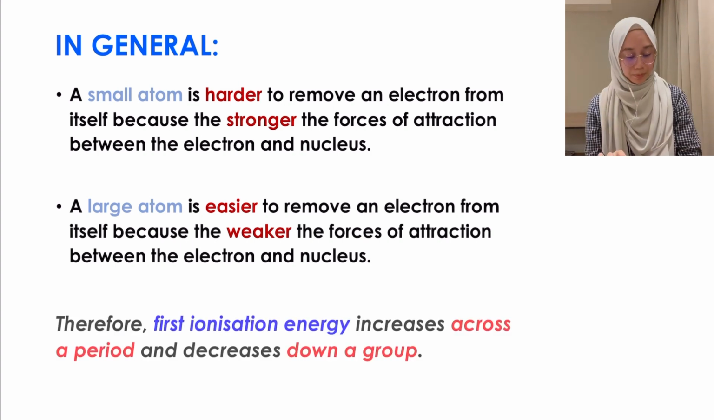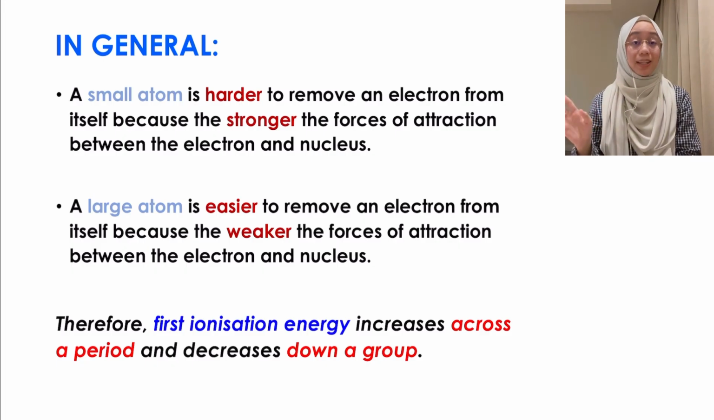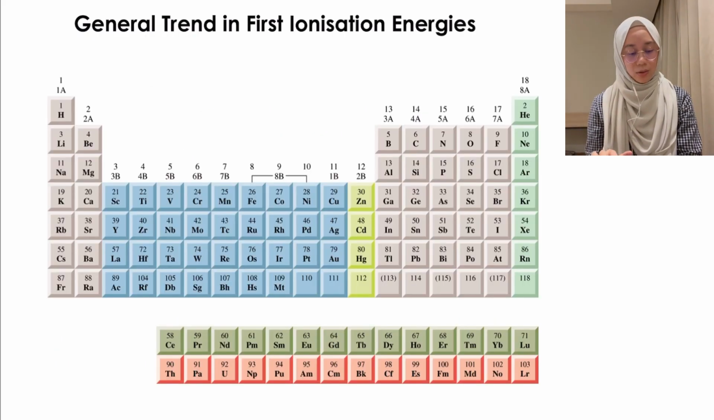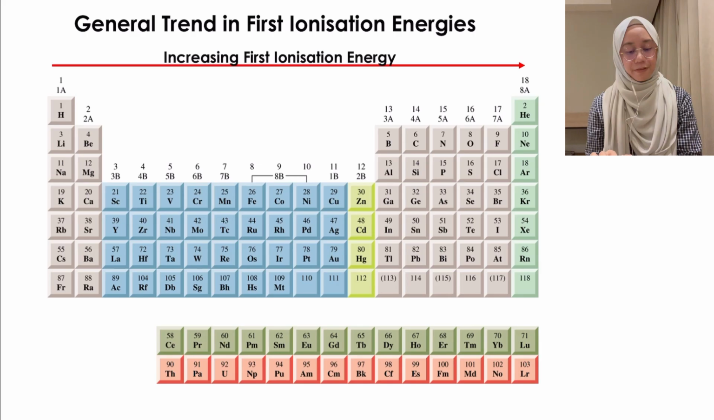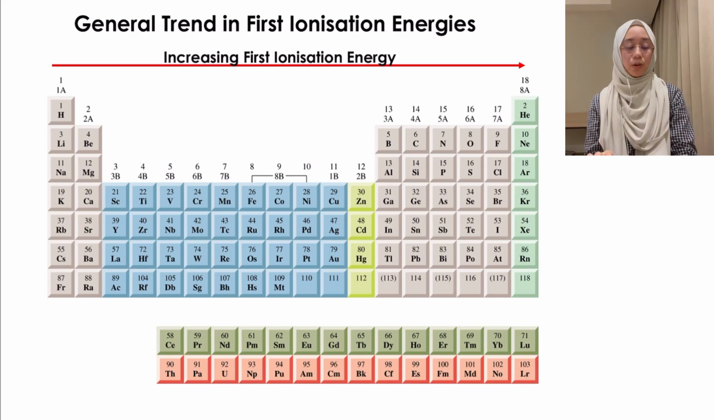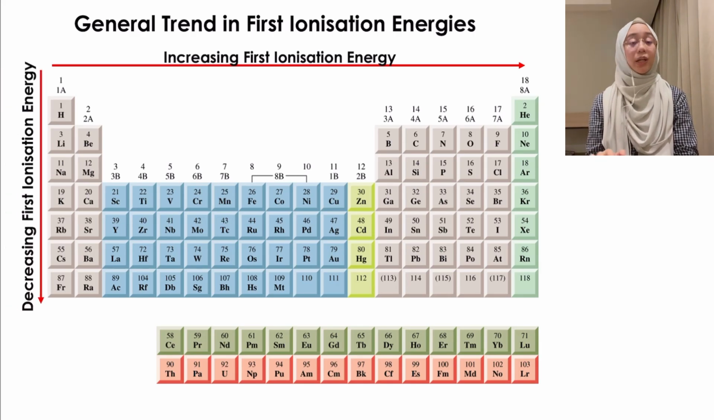Okay. So first ionization energy increases across a period and decreases down a group secara generalnya. Kalau kita abaikan di anomalous cases, tapi you have to know about the anomalous cases, right? So this is the general trend in the first ionization energy: going across, increase; going down, decrease.